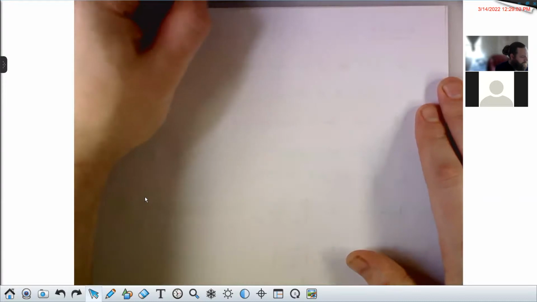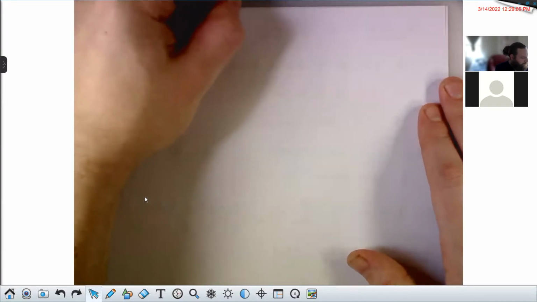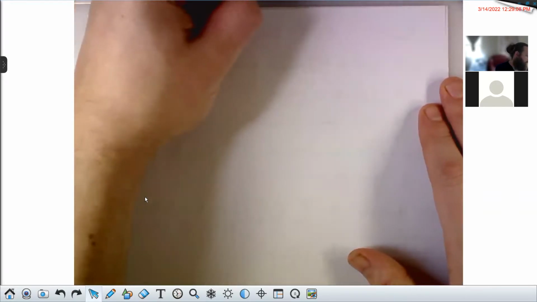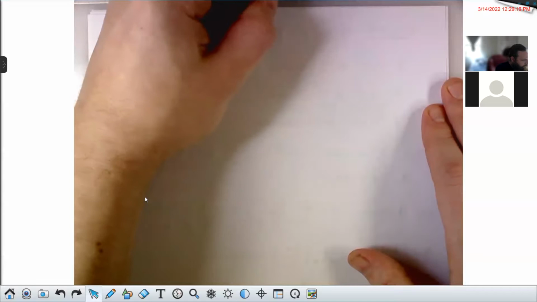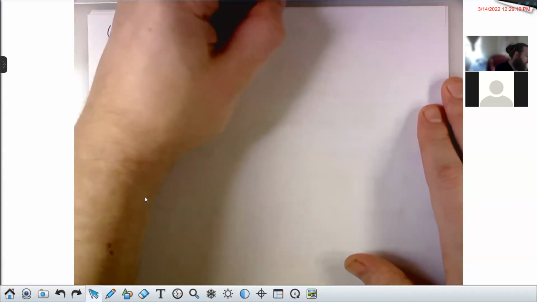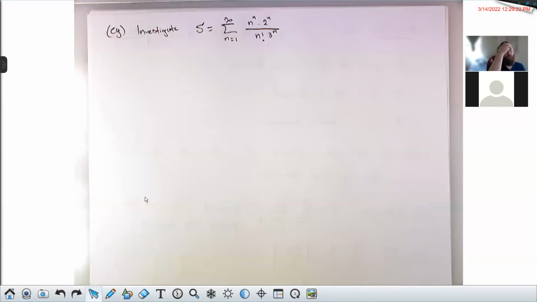Let's investigate the series S equals sigma n from 1 to infinity of n to the n times 2 to the n over n factorial times 3 to the n. This is pretty nasty. Now you've got this 2 to the n over 3 to the n here. If you only had that, then this would be a geometric series, but we've also got this n to the n and n factorial, both of which are pretty wonky.